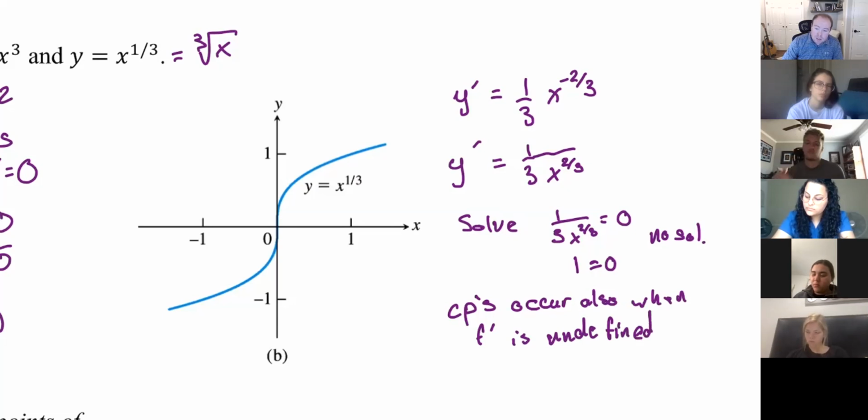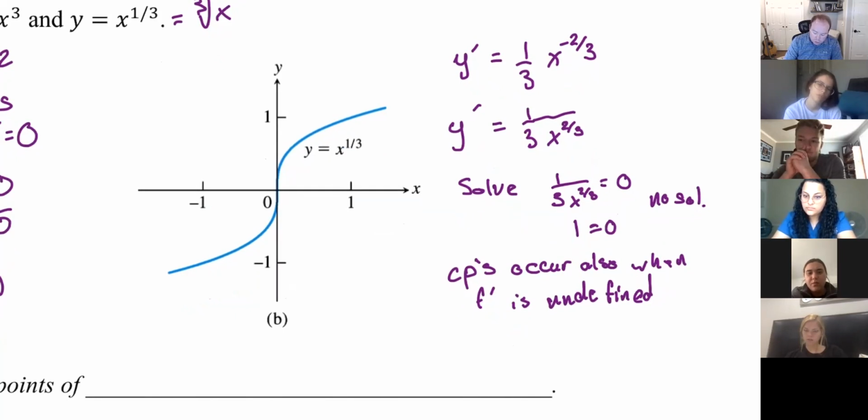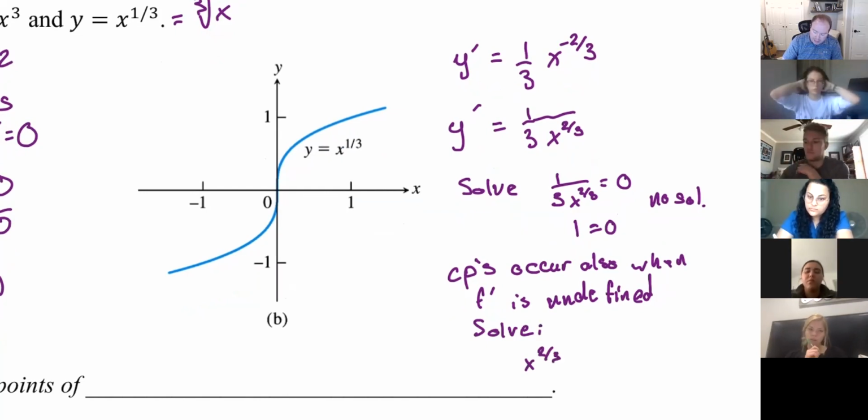If you look at this, what value of x are you not allowed to plug in? Does this function have a denominator? Yeah. So what are you not allowed to plug into the denominator? 0. And again, you could also do this by just looking at x to the 3x to the 2/3 equals 0. That implies that x is equal to 0.